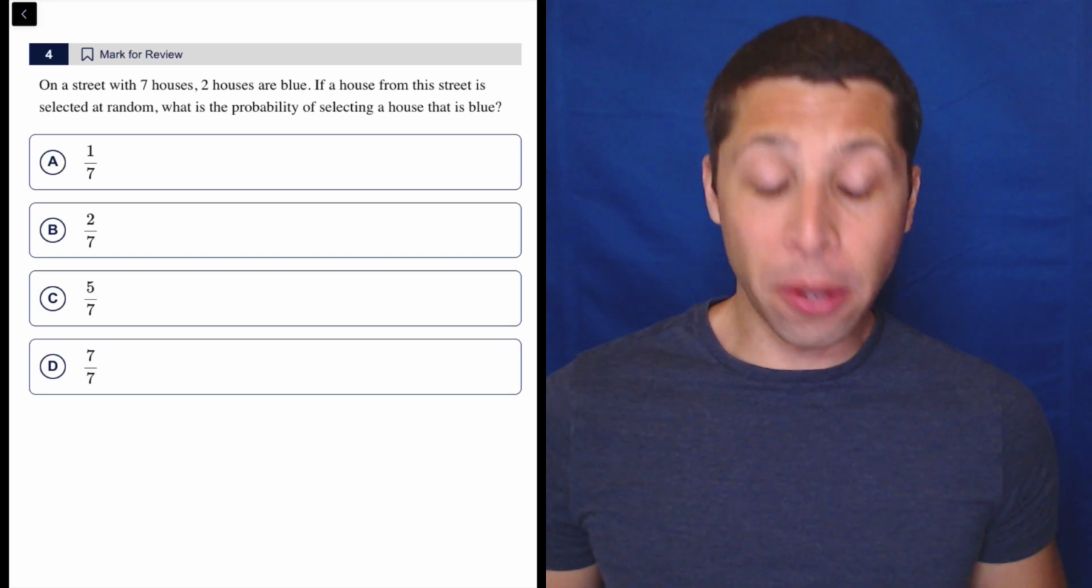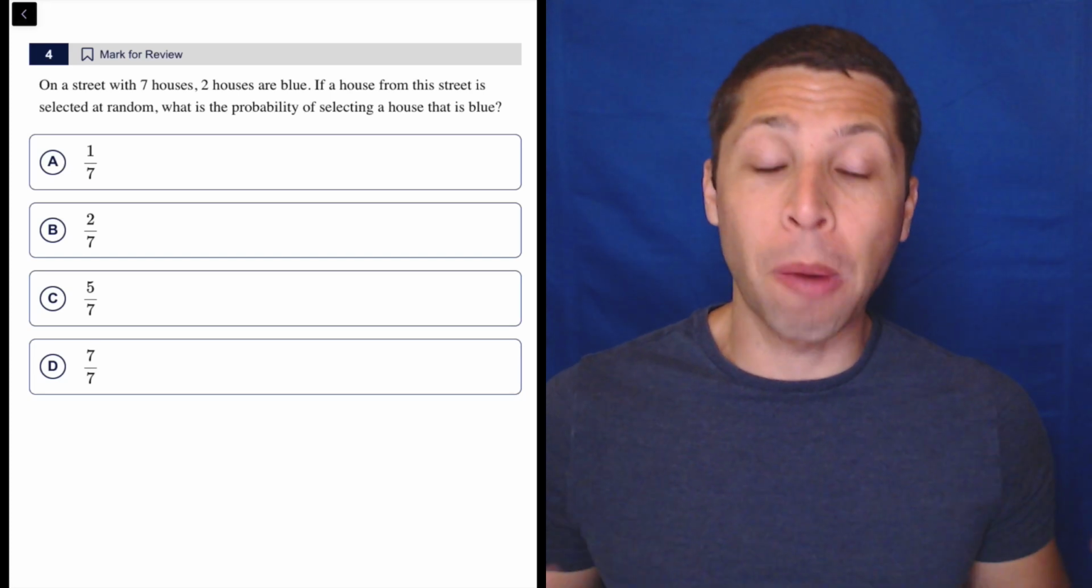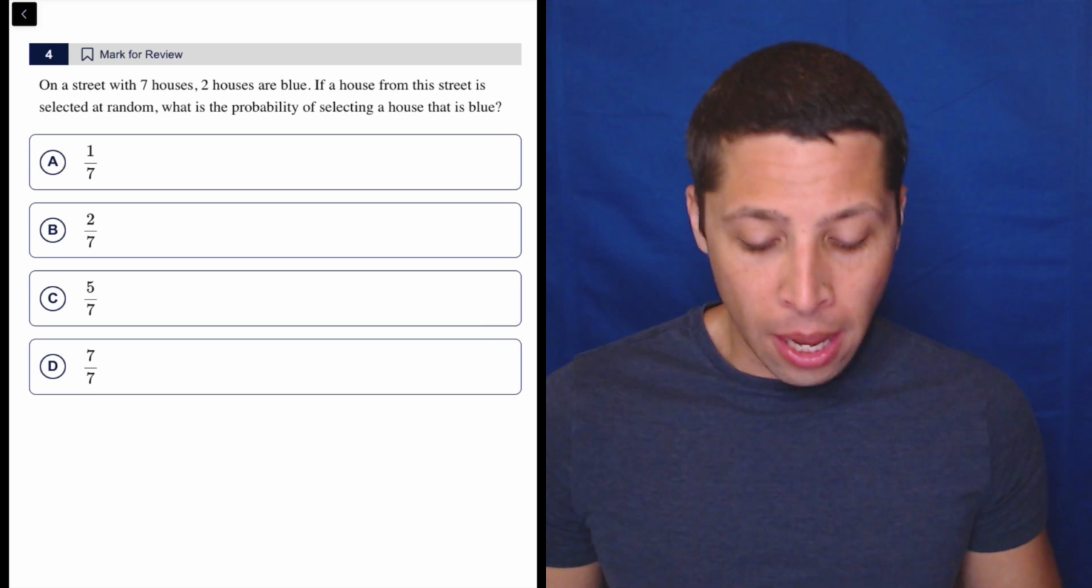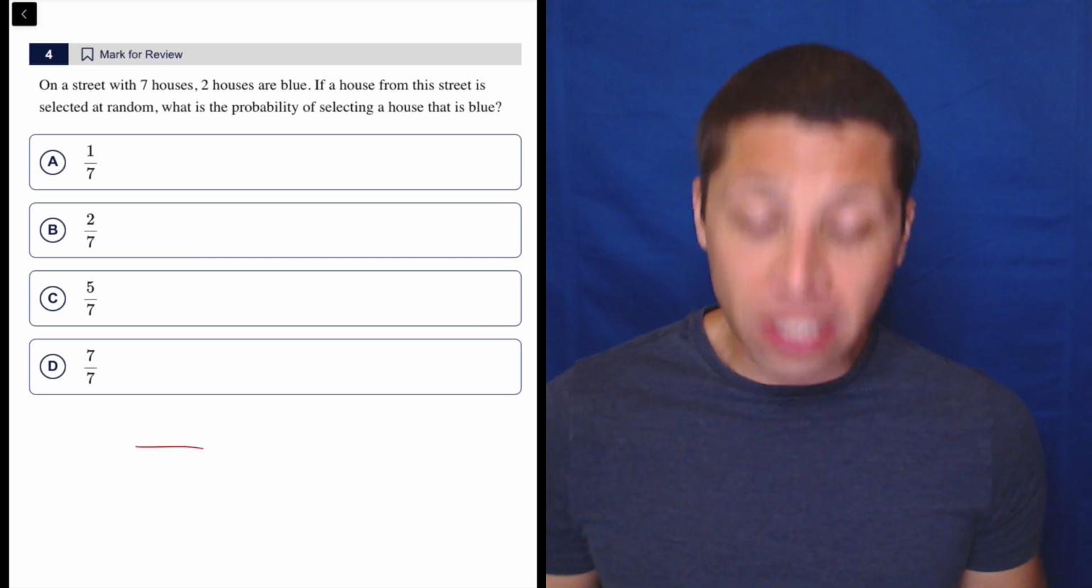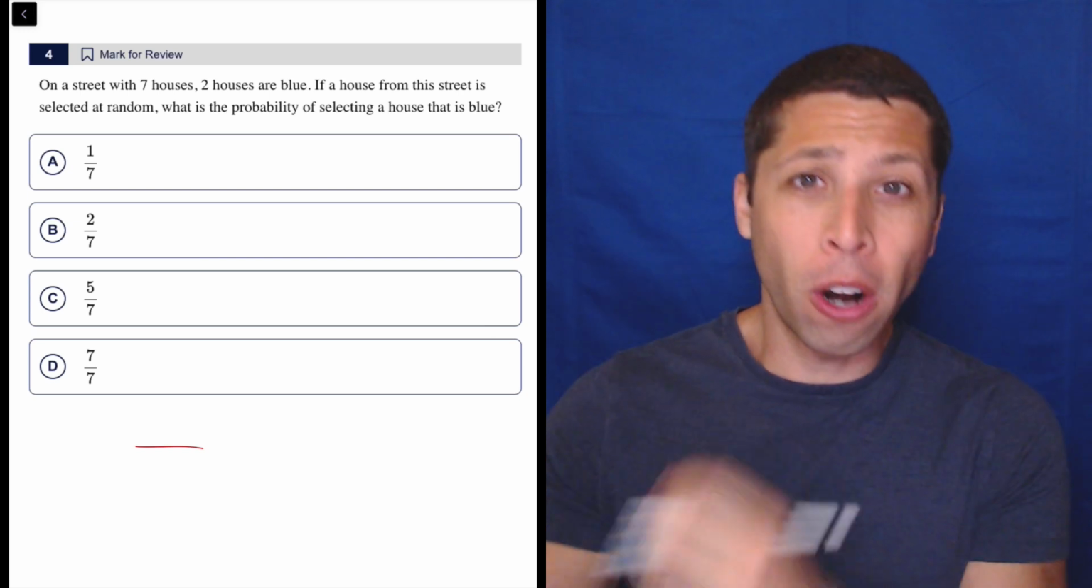All right, this is basic probability. So this might actually be the first hard question for some of you because you just don't use probability very often in school. But the basics are that we're always going to make a fraction. Even if the probabilities are listed as decimals or percentages, start with a fraction.